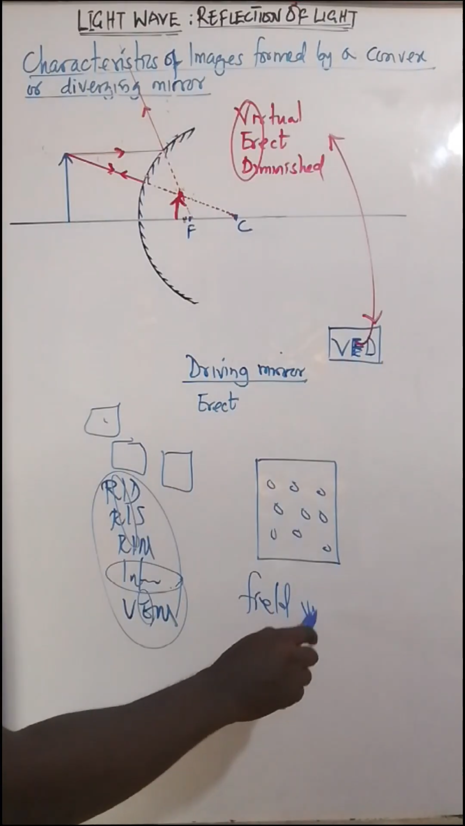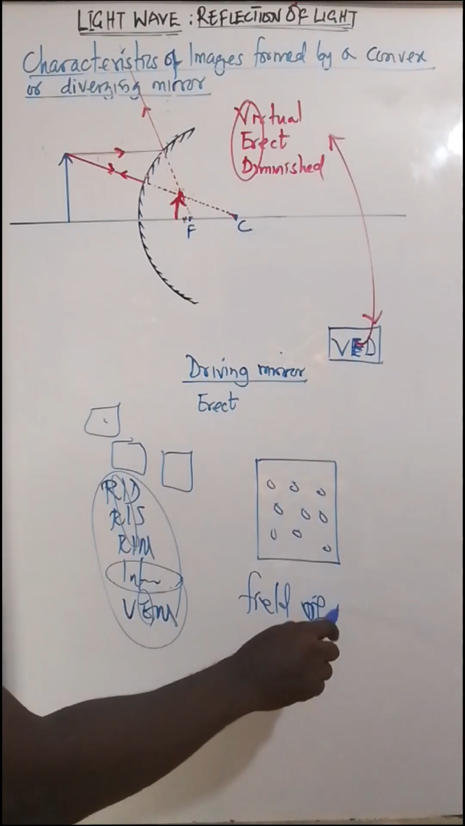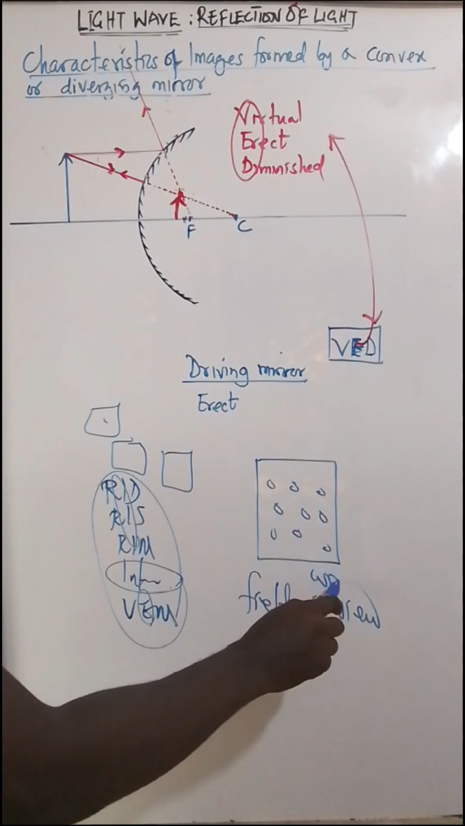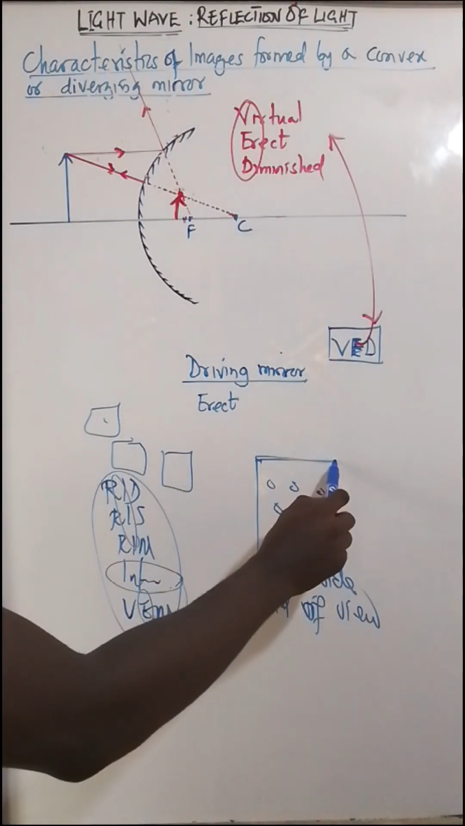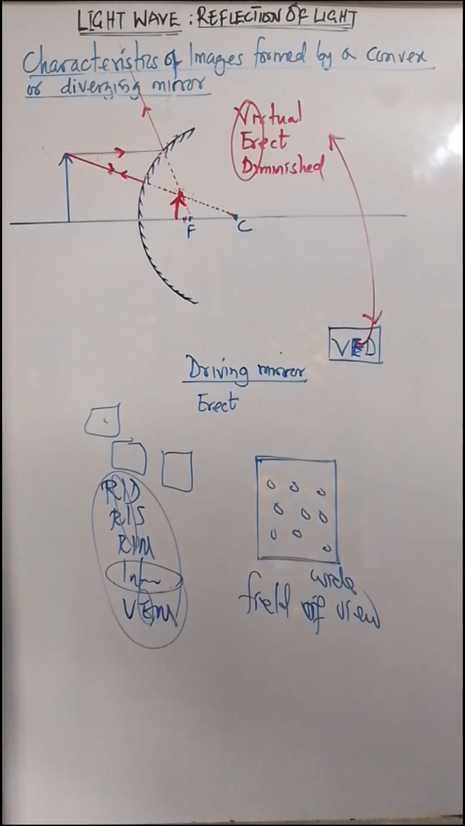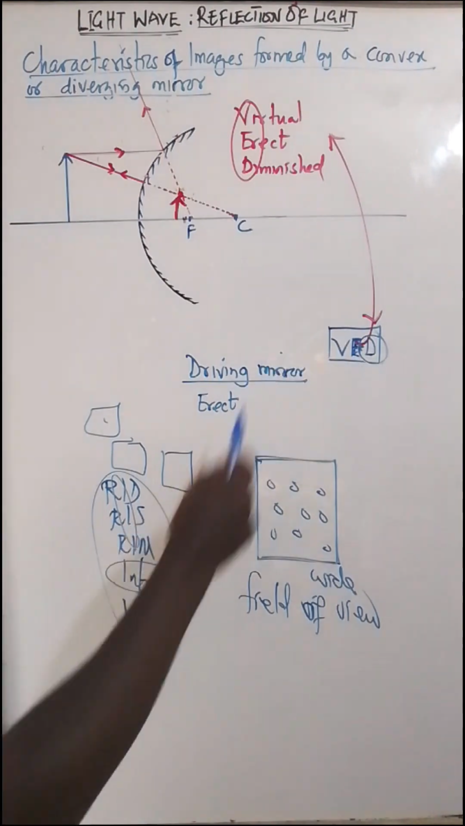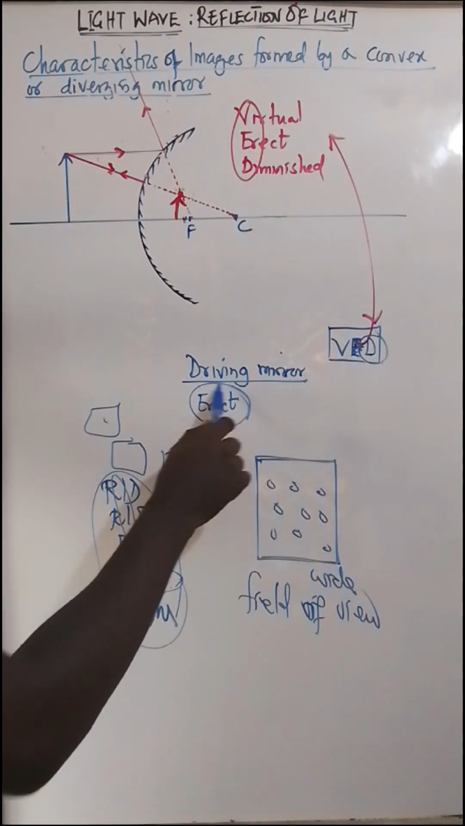They have a wide field of view. Meaning, on the mirror, multiple images, plenty of images can be shown there. So they have what? Wide field of view. Why? Because they make all the objects diminished. And the objects are always erect.